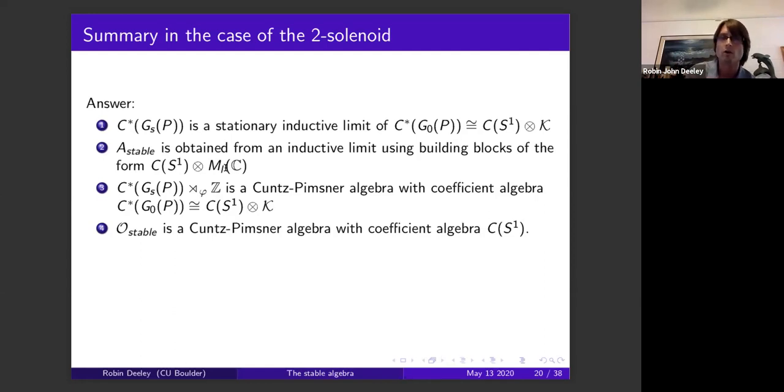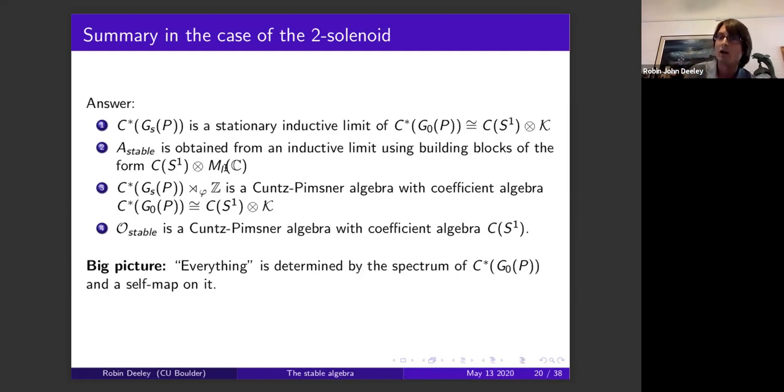What have we done? Big picture, we have understood everything in terms of a Morita equivalence class of a C-star algebra, so the spectrum of this continuous trace C-star algebra, and a self-map on that spectrum. So this sounds great. We should go get the champagne. It's a win. We have solved this problem, but we should take a moment and think, what was the input? How did we define X? X was defined using the circle and the twofold covering map on the circle.